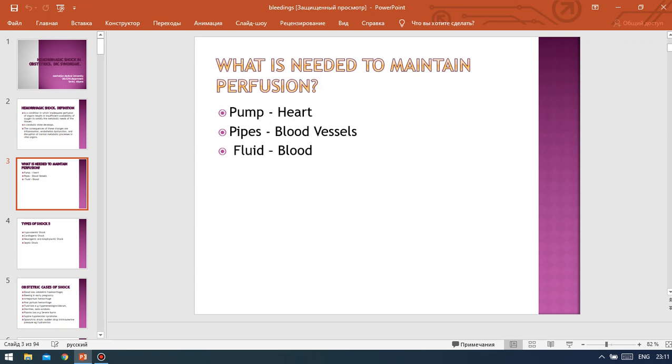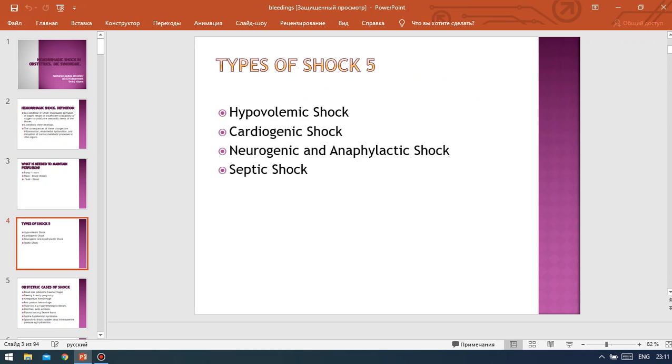What we need to know to maintain perfusion: the first is the heart, it is a pump; the pipes are the blood vessels, and the fluid is the blood. Types of shock: the first is hypovolemic shock, then cardiogenic, neurogenic, and anaphylactic shock, and lastly septic shock.